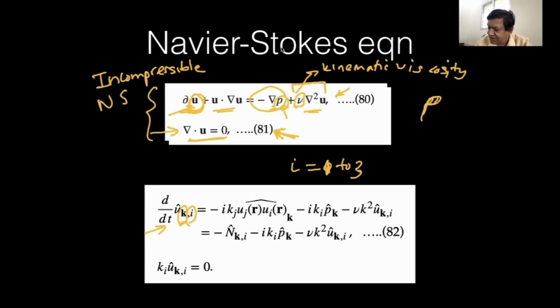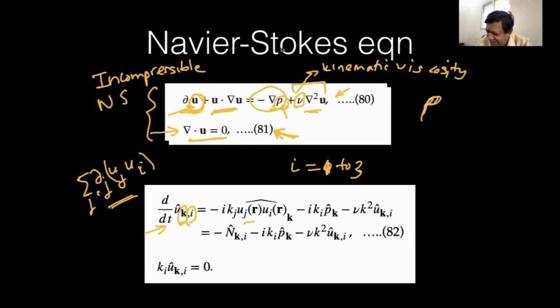The nonlinear term is more complicated. If you know this notation, you write it as uj, partial j, ui, and sum over j. So u dot grad u can also be written in tensor form like this. It means partial x of ux, uy, and so on, with ui. So it has many terms. In fact, it has 9 terms.